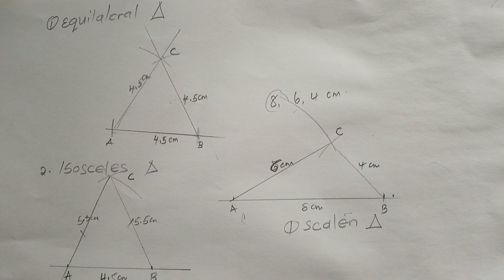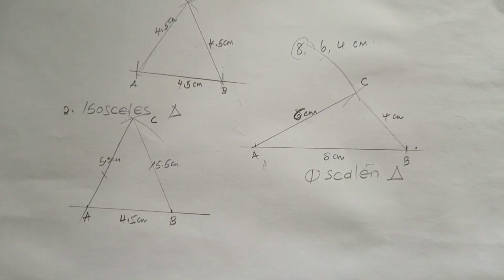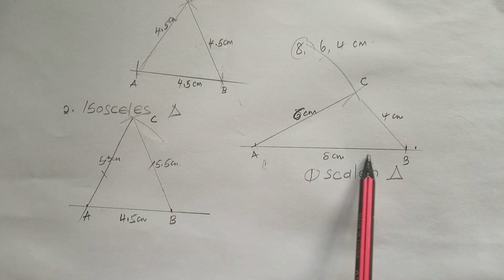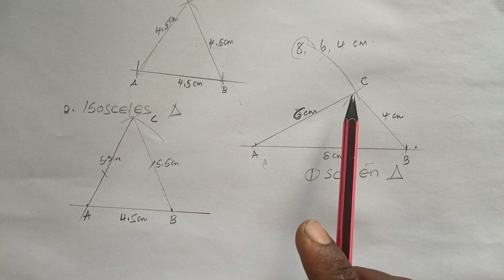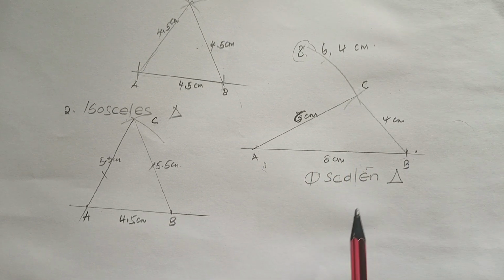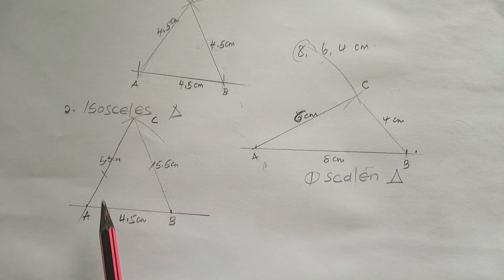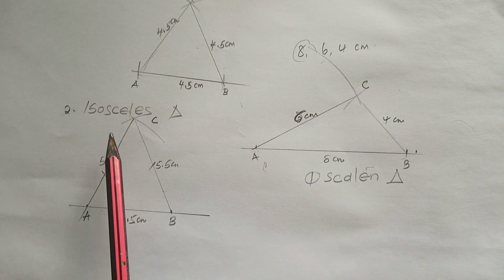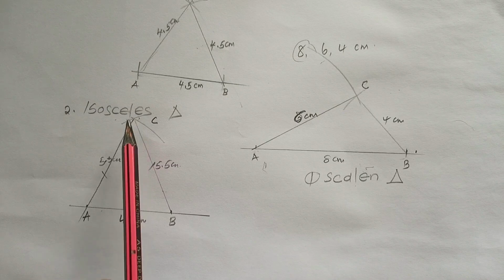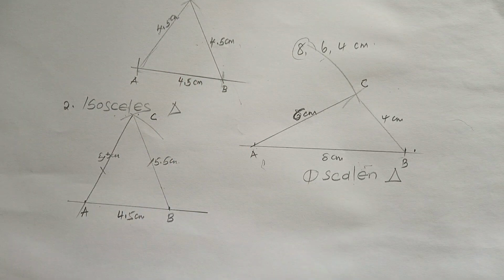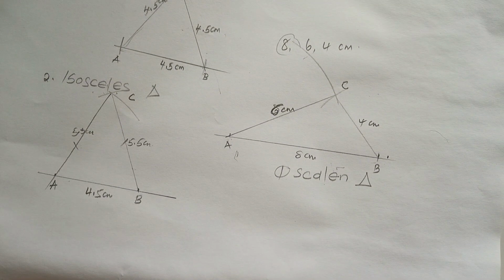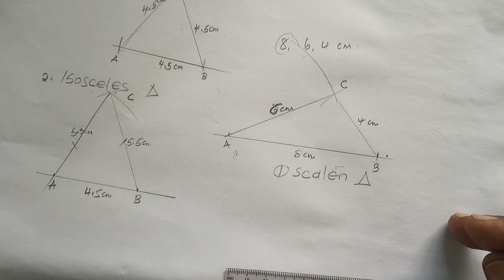So when we look at the 3 triangles, this one, the distance is different from this one, different from that one. That is scalene. This side are the same, we call it an isosceles triangle. While these other sides are the same, we call it an equilateral triangle.